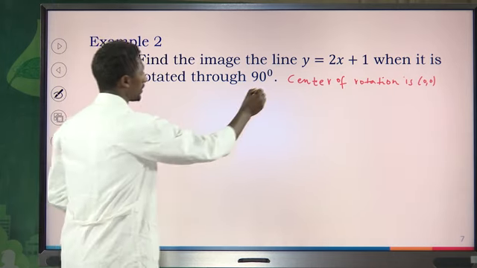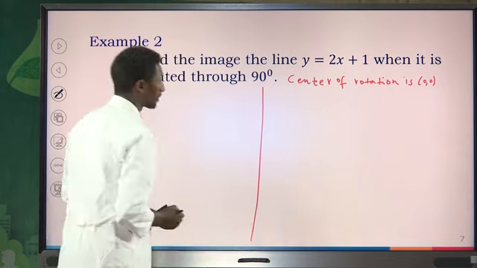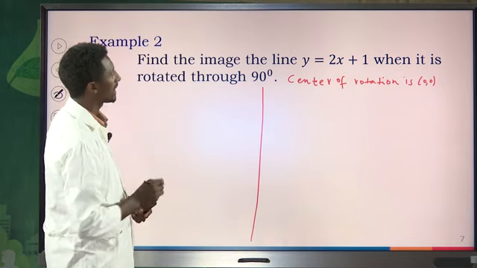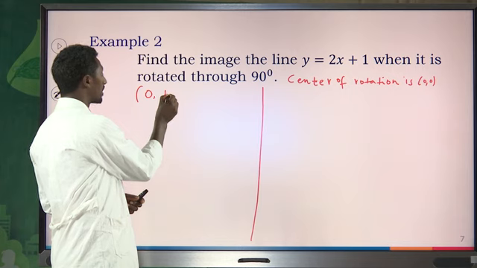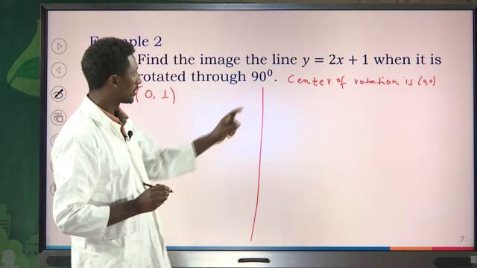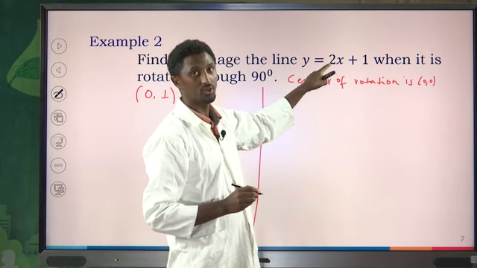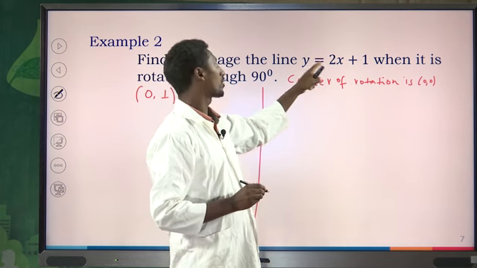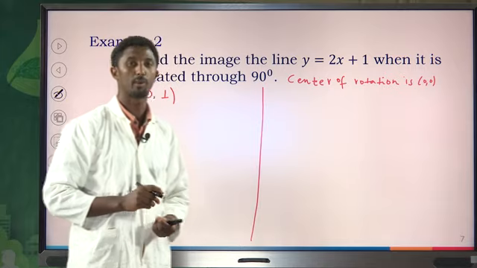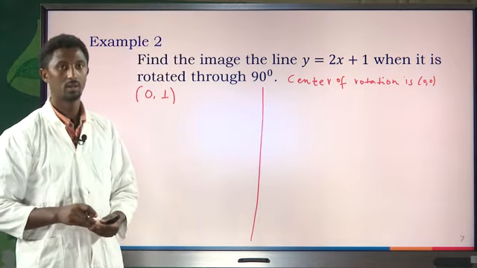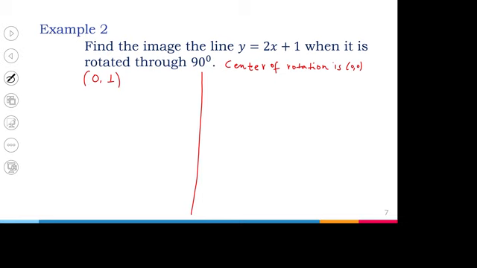So let's see how to determine the image of this line. If x equals 0, the value of y is 1. When we substitute x equals 0, y equals 2 times 0 plus 1. That is 1, so (0, 1) is a point on this line. Let's find the image of this point.